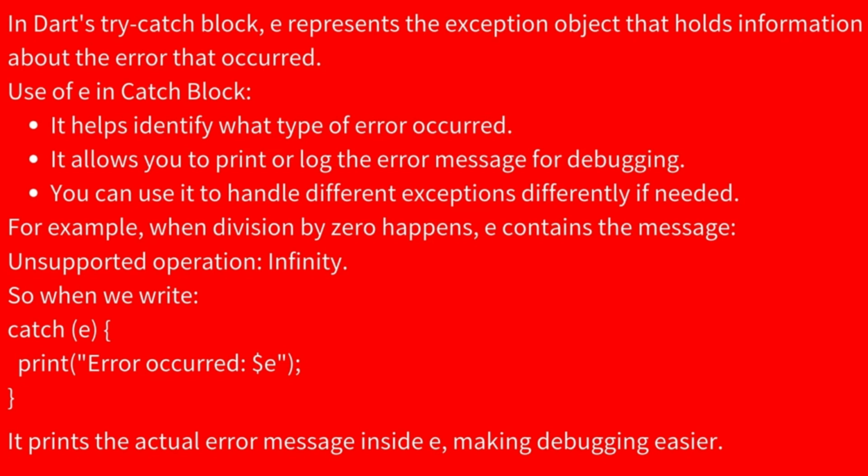Using E is important because it gives us insight into the type of error, making it easier to handle different exceptions in different ways. This helps in writing more robust and error-free Dart applications.